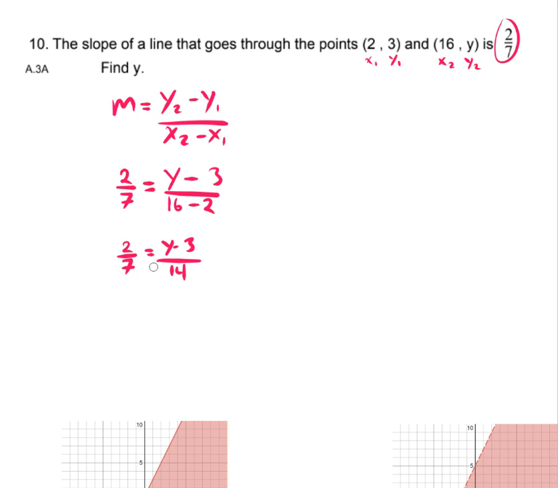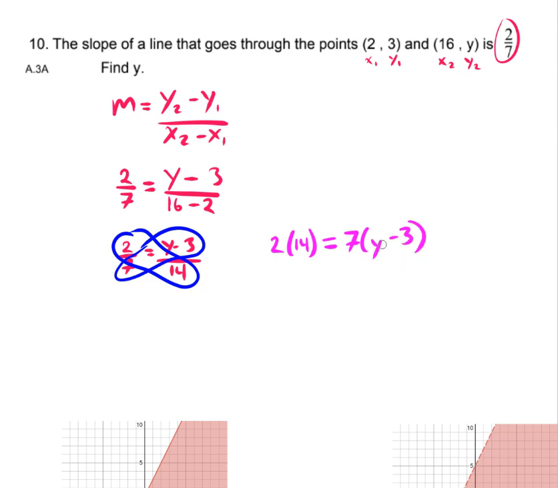Now, since I've simplified it that much, at this point, I have two fractions, basically two ratios, on either side. And so what I'm going to do is cross multiply here. Let me do it in different colors so you can see what's happening. And this one here, that was a 7, by the way, in case you missed it. And now that I've cross multiplied, I should get 2 times 14 is equal to 7 times (y minus 3).